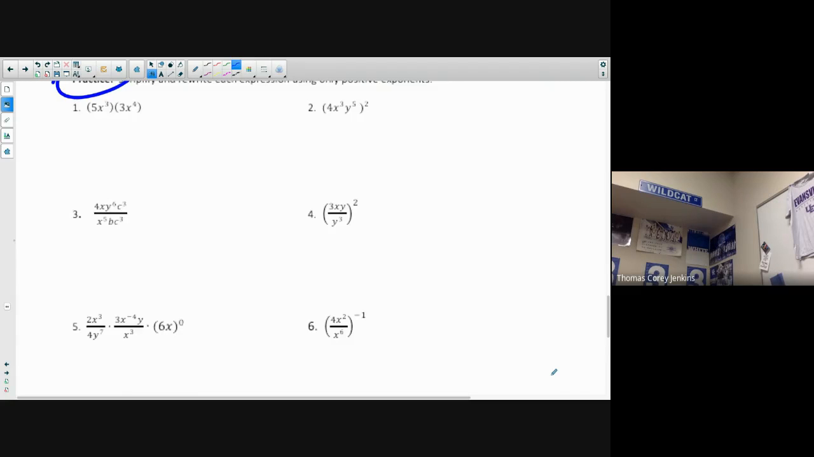Try them on your own. Just do what you can. And then I will post the answer key or the filled out notes, if you will, so that you can check your work that way. And this will really be helpful with the rest of the chapter. So make sure you do it. Make sure you ask questions if you have any.